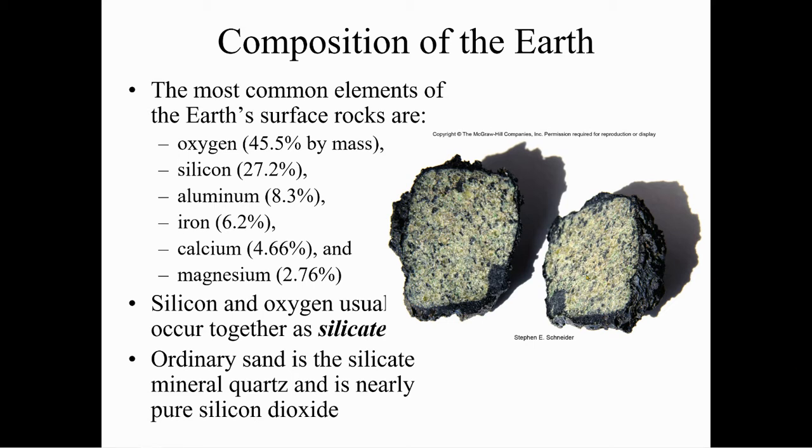Composition of the Earth. These are the elements that make up most of the Earth's surface. Most common elements of the Earth's surface rocks are oxygen, 45% by mass, silicon, 27%, aluminum, 8.3%, iron, 6.2%, calcium, 4.66%, and magnesium, 2.76%. Silicon and oxygen usually occur together as a silicate. Ordinary sand is the silicate mineral quartz and is nearly pure silicon dioxide.